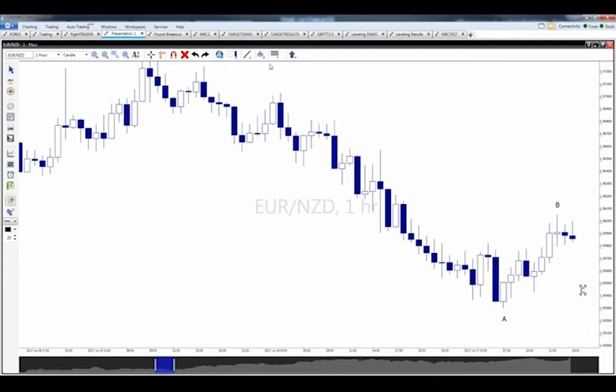So now what we do is we grab our Fibonacci tool, and again, I'm doing this manually for you right now. We start out with A. We're going to bring this right on up here to B, just like that, okay? So we've drawn out our Fibonacci right here.